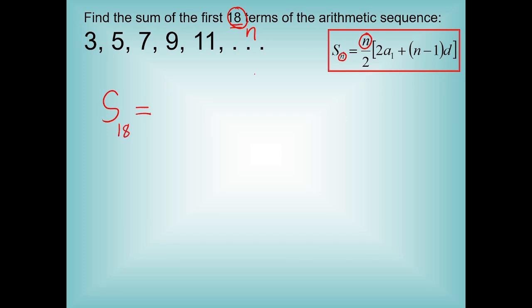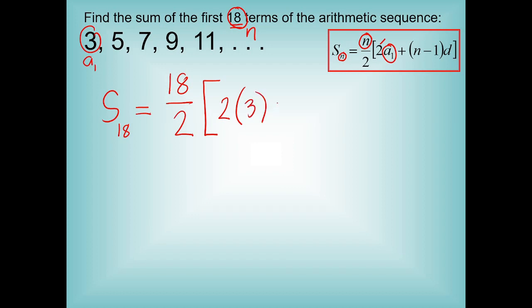S sub 18 is equal to n over 2, 18 over 2. Okay. 2 times the first term. What is the first term in our given? This is our first term. That's 3. Plus, again, what's the value of n? 18 minus 1. What is the common difference here? 2, because you added 2 there.